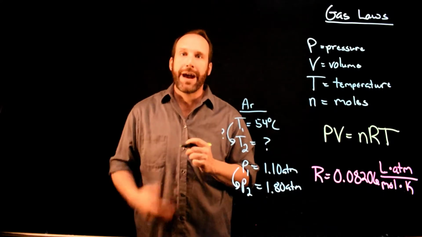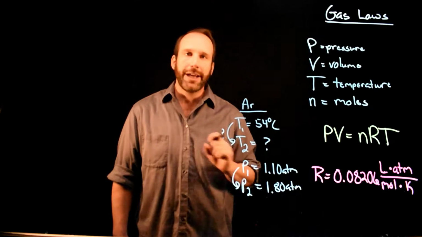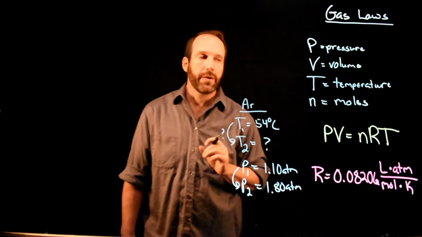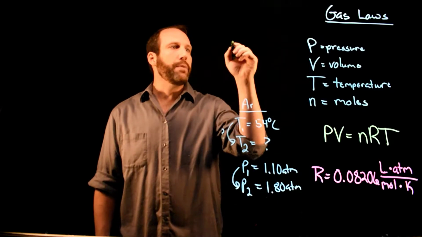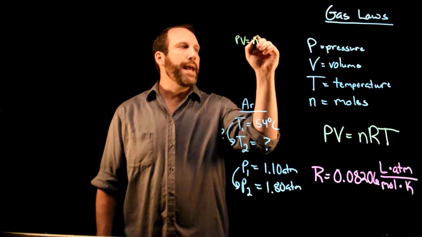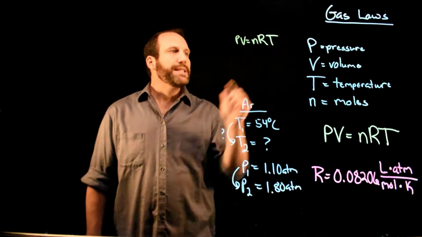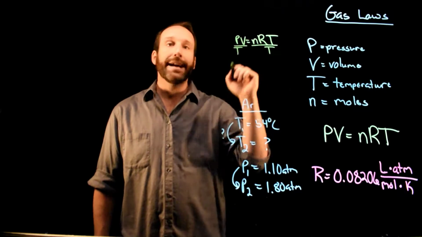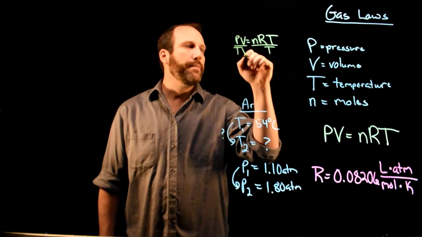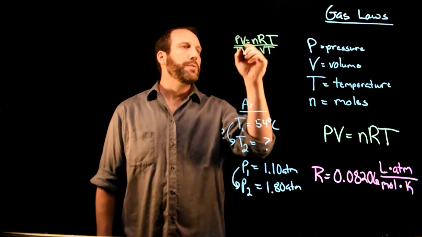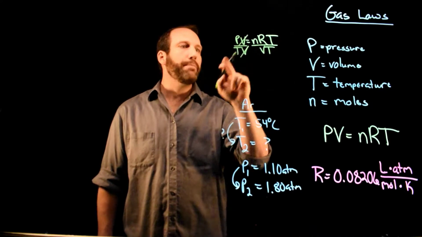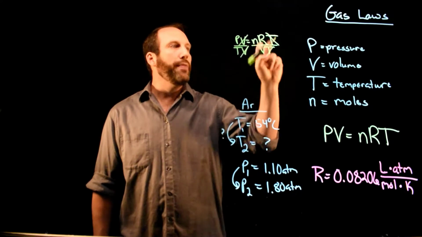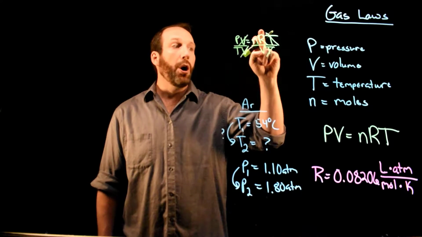Remember what our strategy is. We want to get the things that are changing on one side of the equation and everything else on the other side. Okay? So initially we've got PV equals nRT. Let's divide both sides by T and divide both sides by V. And what does that do? The V's cancel, and so now I've got P and T on one side of the equation. The T's cancel over here, and so now on this side, I've got N, R, and V.